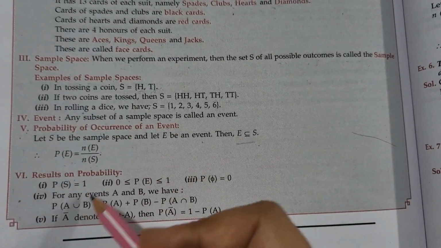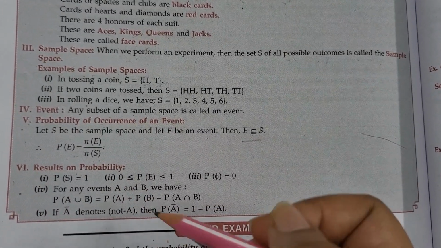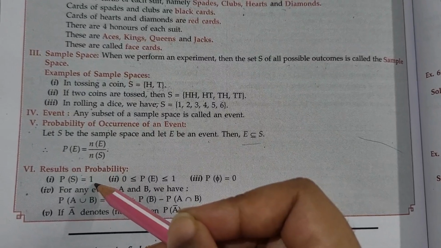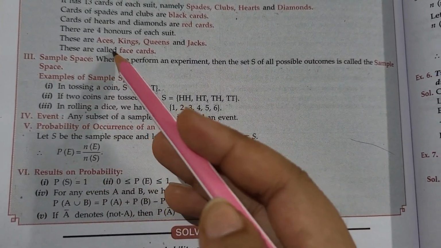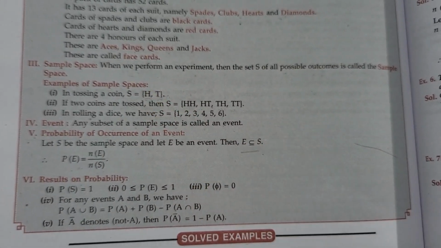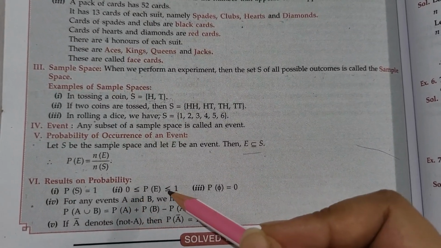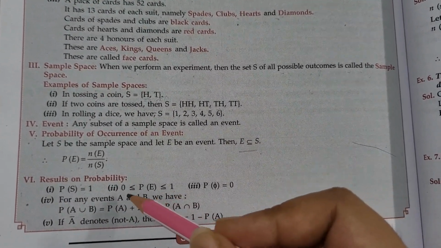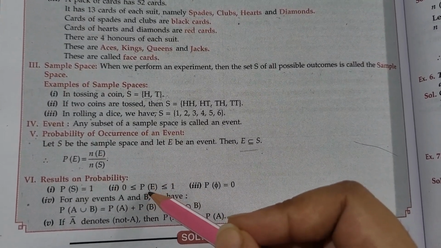Okay? Now results of probability. These are very important results for probability. The first is P of S is equal to 1. So P of S, S being the sample space, the probability of the whole experiment is actually 1. Now the probability of any event ranges between 0 and 1. The probability cannot be negative.